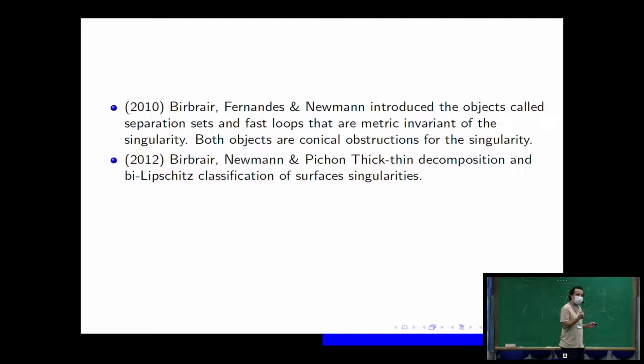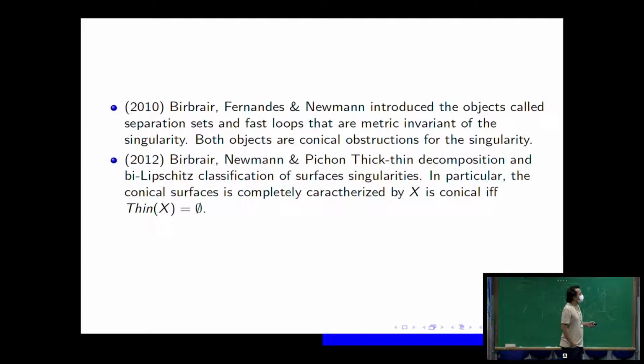Okay. The interesting point there is that for normal surface singularities, he showed that the conical property means exactly that these thin parts are empty. I would like to mention that there are nice works in progress in high dimension, but I chose to skip this because of time. I bring it up in order to give some ideas about the progress of this subject.